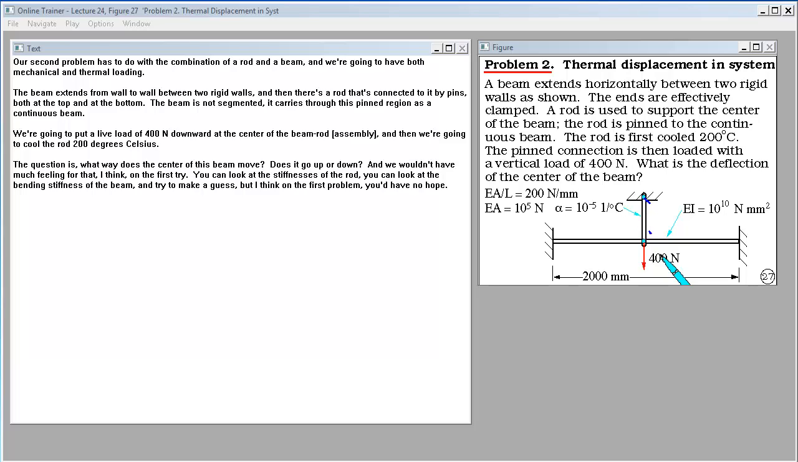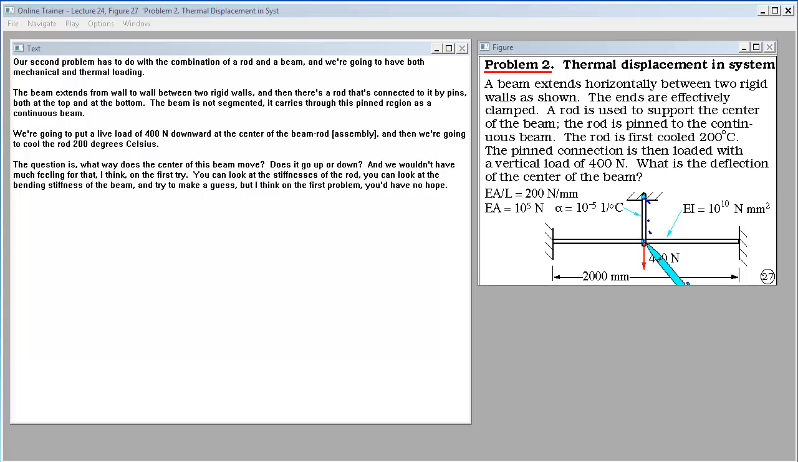We're going to put a live load of 400 newtons downward at the center of the beam rod situation, and then we're going to cool the rod 200 degrees Celsius. The question is, what way does the center of this beam move? Does it go up or down?